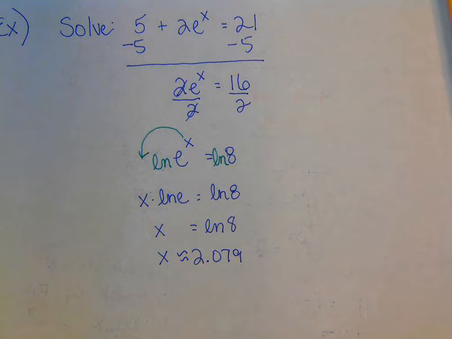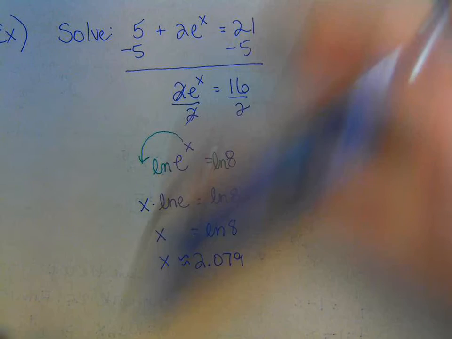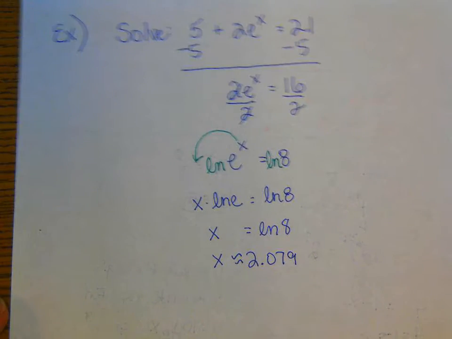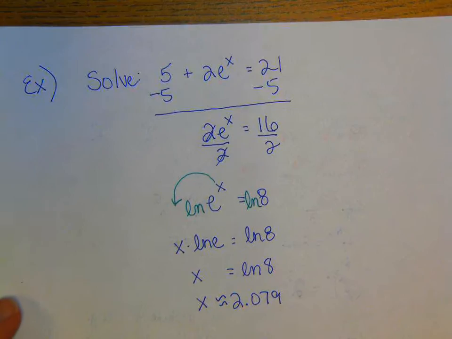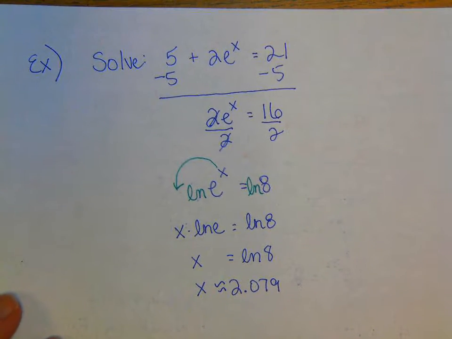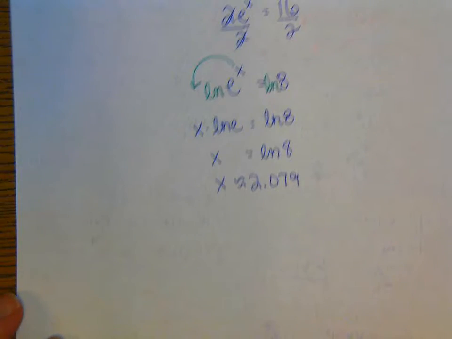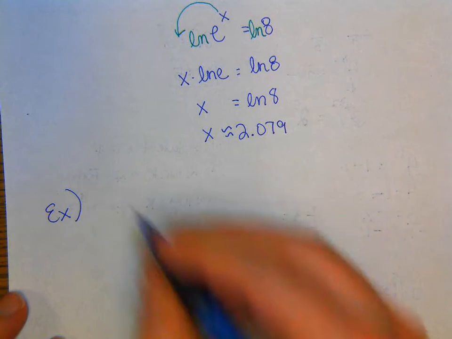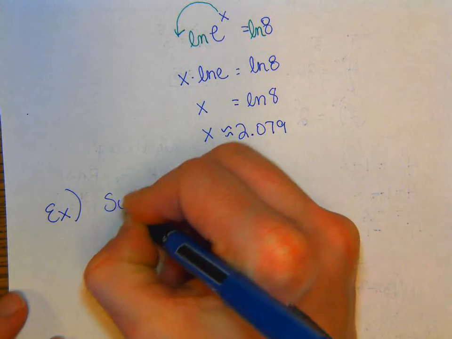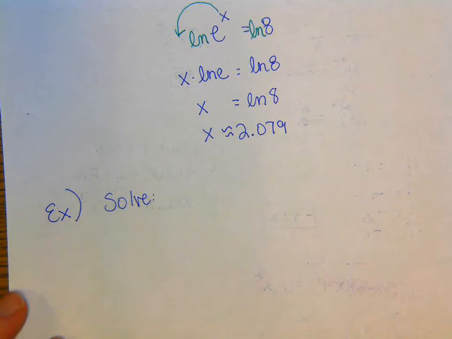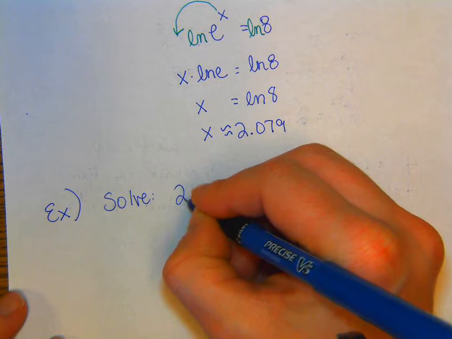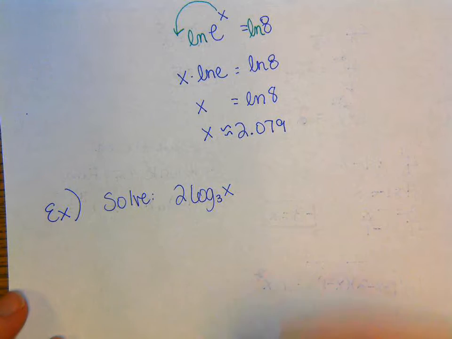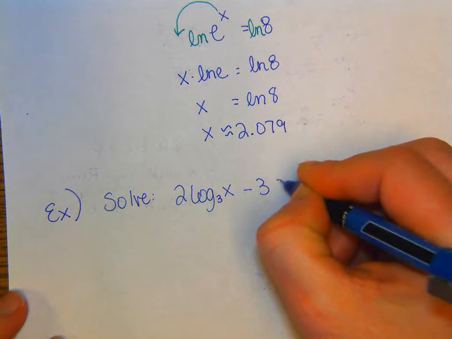Let's do one more solving question, and this time let's solve a logarithm question, not like the one where there were multiple logs, but just when there's one logarithm. How do I solve something like that? So let's solve 2 times the log base 3 of x minus 3 equals 4.